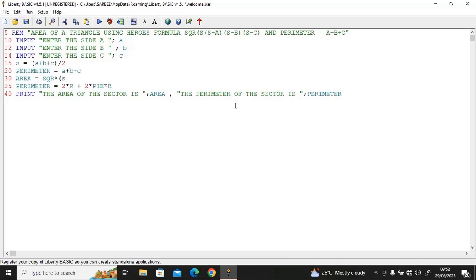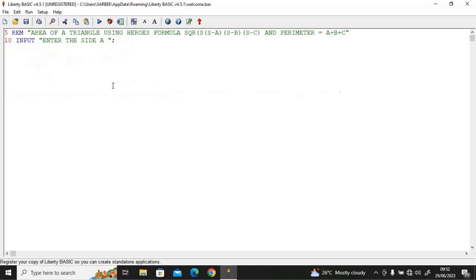S then times, you see, this is gonna be s minus a, close the bracket, times, open a bracket, s minus b, close the bracket, times, open a bracket, s minus c, close the bracket, and you end the whole bracket. Do you see how it works now? So the square root of everything here, then multiplication of this thing, which will be s minus a, s minus b, s minus c.